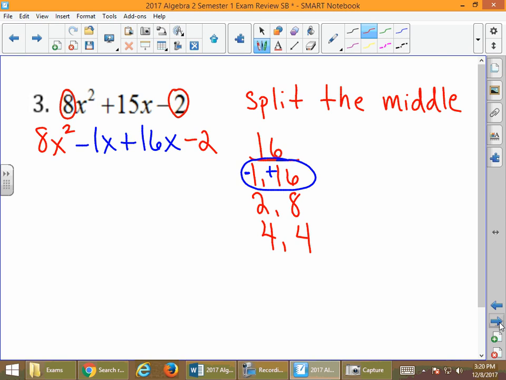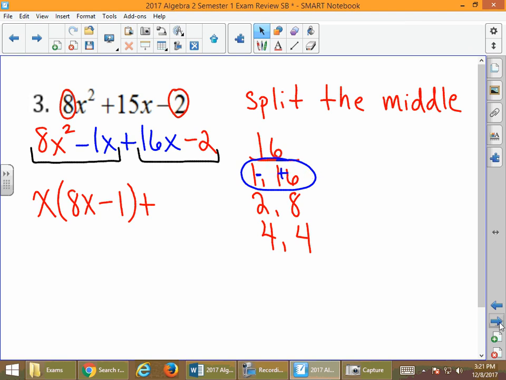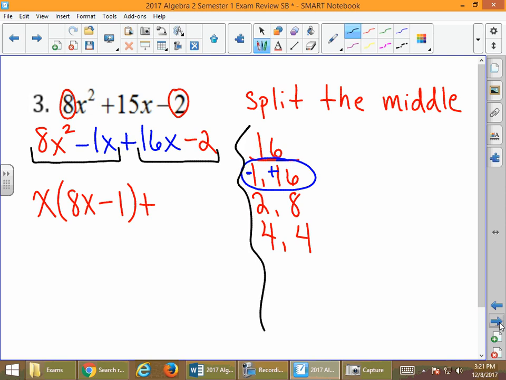And now this goes back to what we did in problem number 1. We're going to group the first 2, and we're going to group the last 2. And we're going to factor our greatest common factor. In our first group, our only common factor is an x. When we factor that out, we're left with 8x minus 1, and yes, you need to write the 1. Over here in the second group, plus, which is different from what we had here earlier on problem number 1.